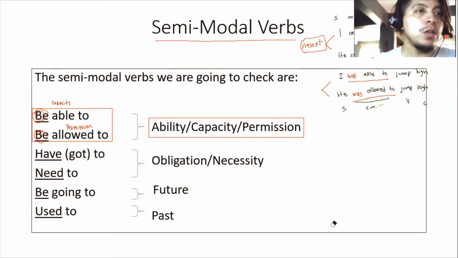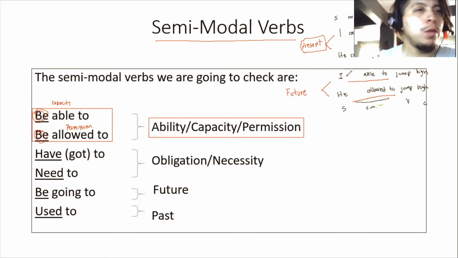What happens if I want to change the sentence to, let's say, the future? If I want to say something in the future, the only thing I have to do is conjugate the verb to be to the future. What is the future of the verb to be? In the present is am, are, or is. In the past is was or were.